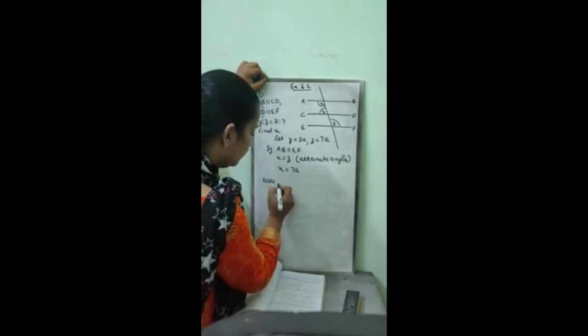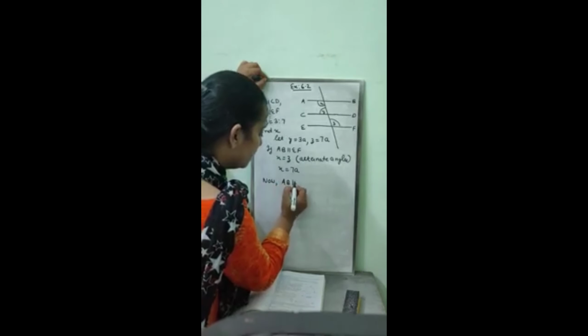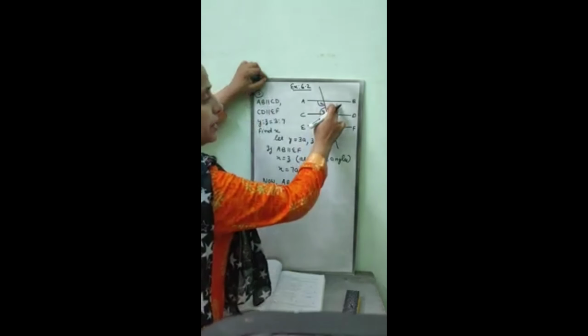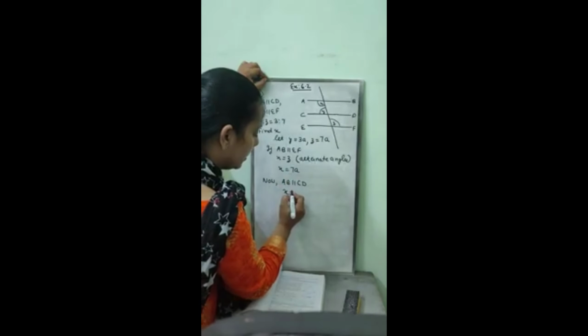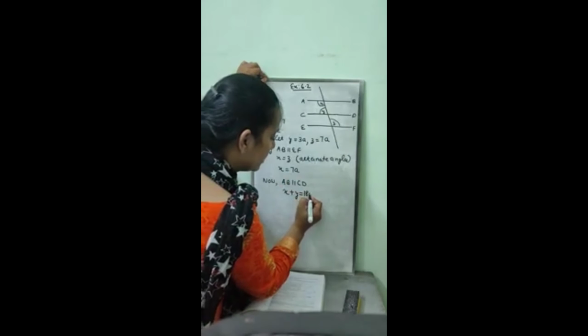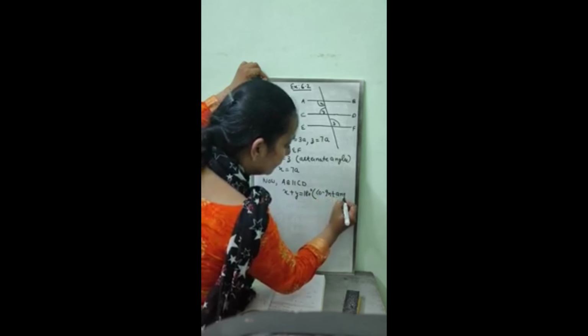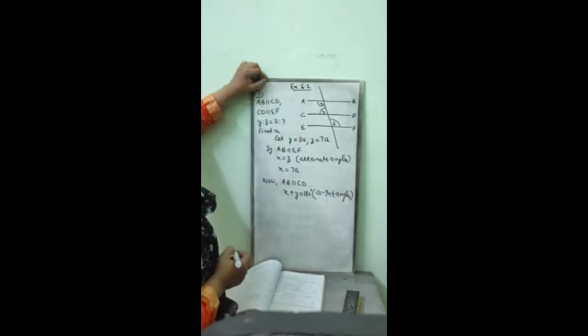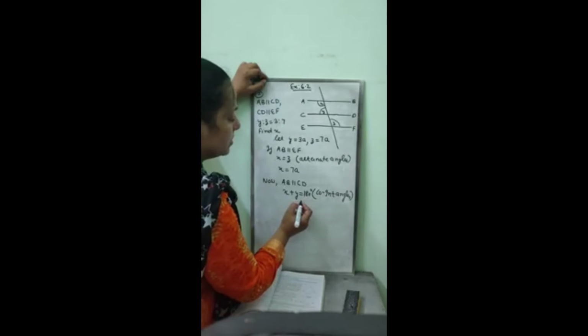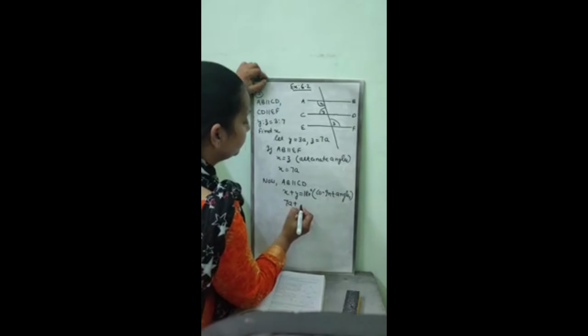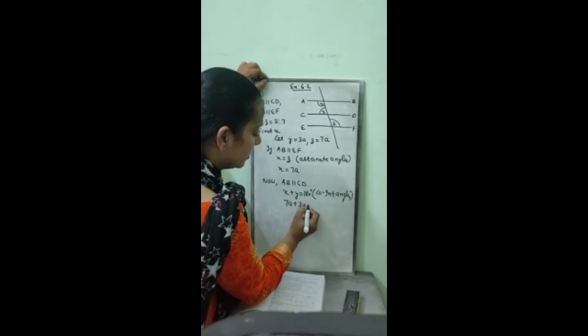Now AB is parallel to CD. AB and CD are parallel. X plus Y is 180. These are co-interior angles. Clear? X plus Y is 180. X is 7A, Y is 3A, so 7A plus 3A is equal to 180.